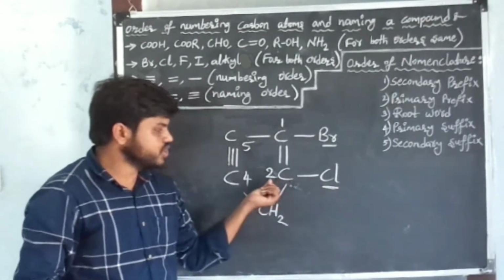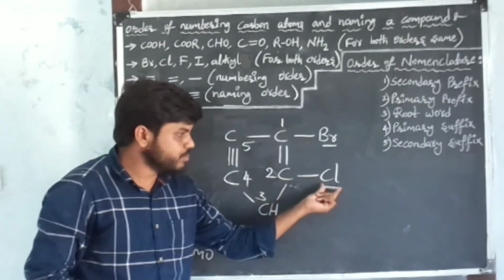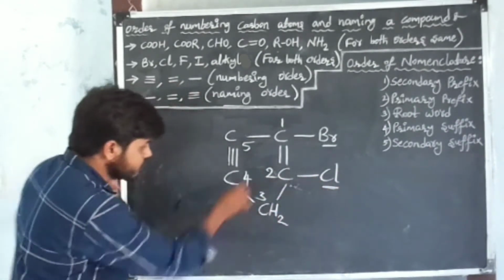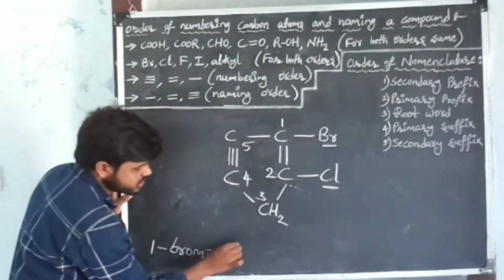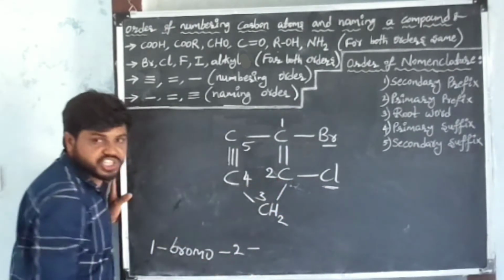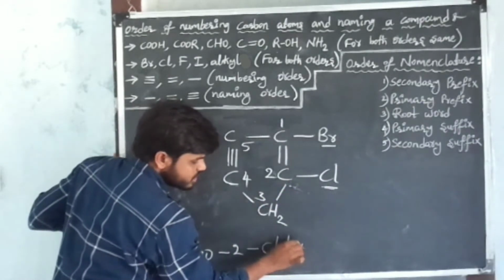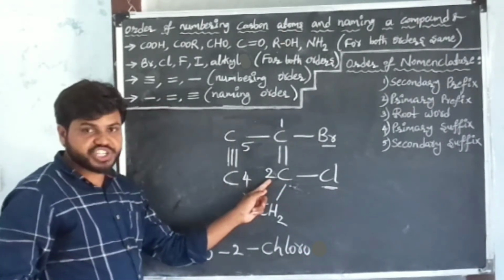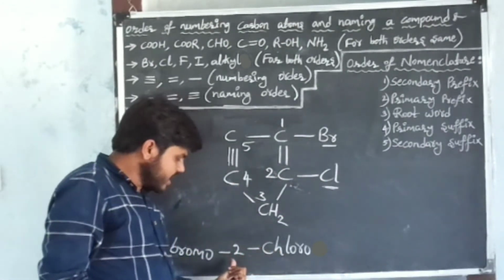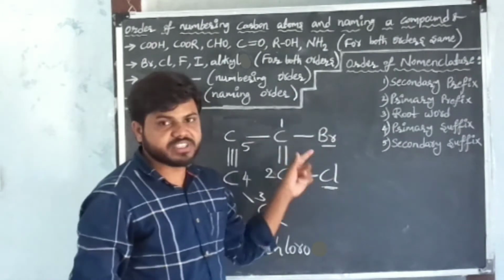Now, the chlorine position is what? Second carbon. The prefix of chlorine is chloro. First write the position of chlorine, that is 2, then the prefix chloro. I have written position and prefix. After writing the position and prefix of chlorine, our secondary prefix is completed.